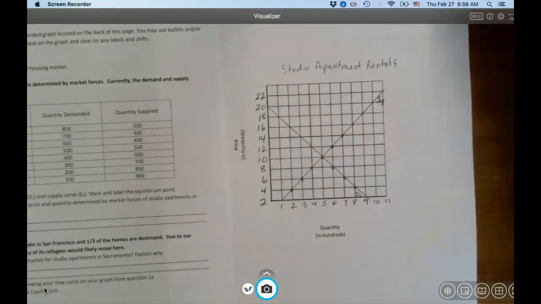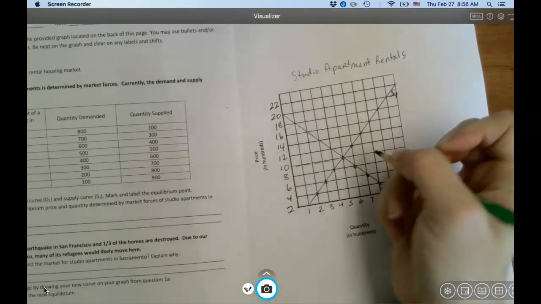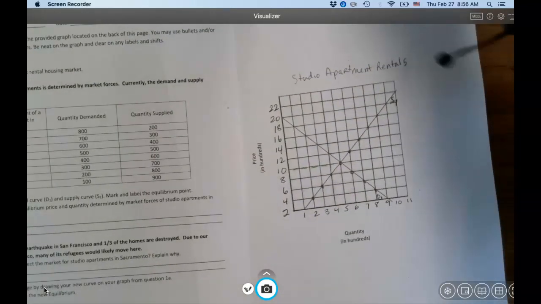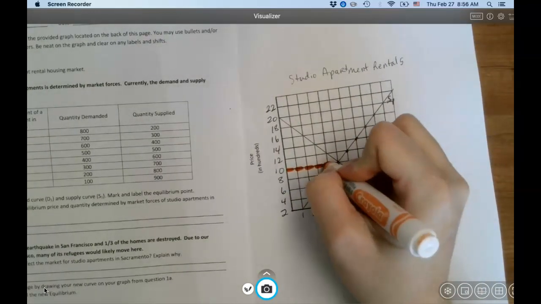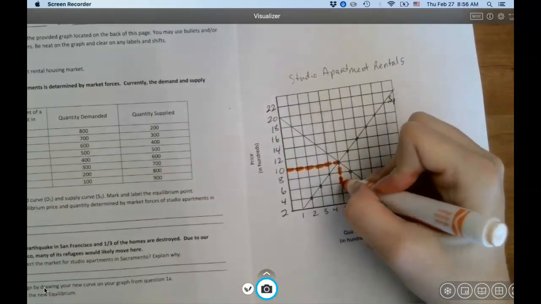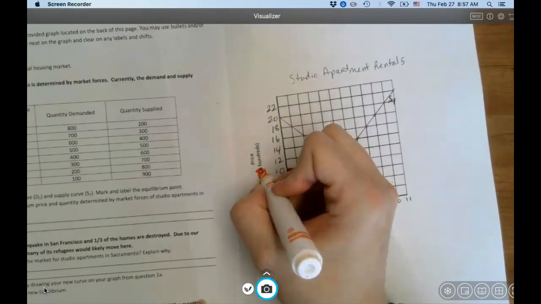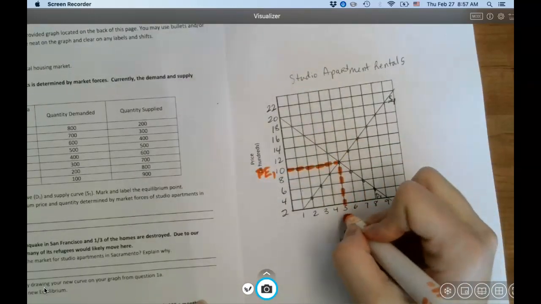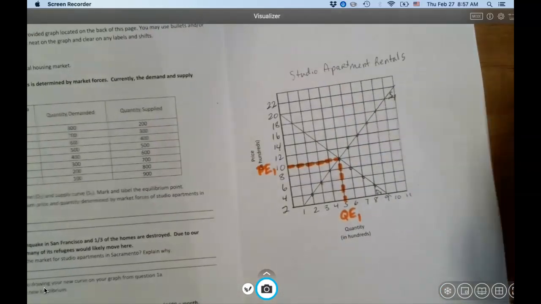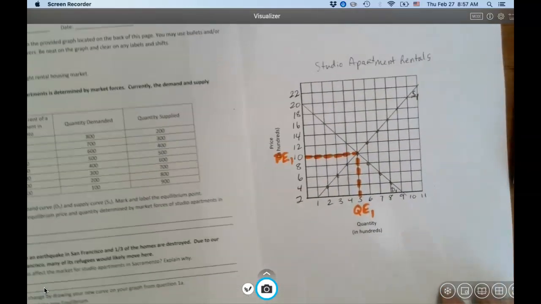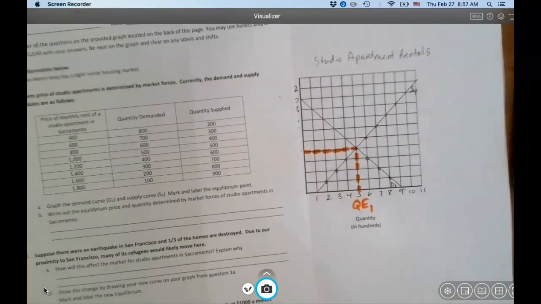So I'm going to mark my equilibrium point. And you should do the same. Maybe I'll use something that shows up a little better. There you go. All right. Now, what do I need to do here? I need to write out what I just found by graphing.